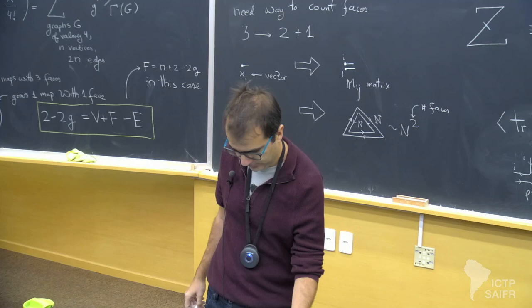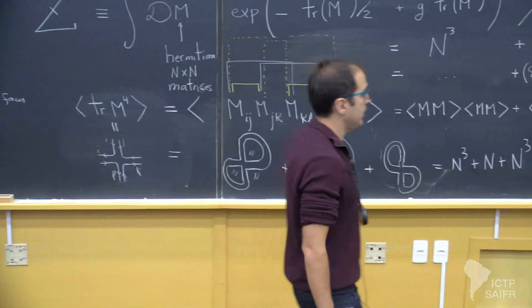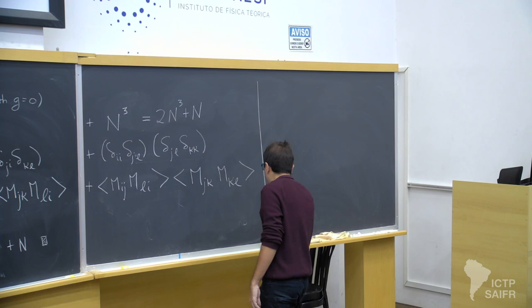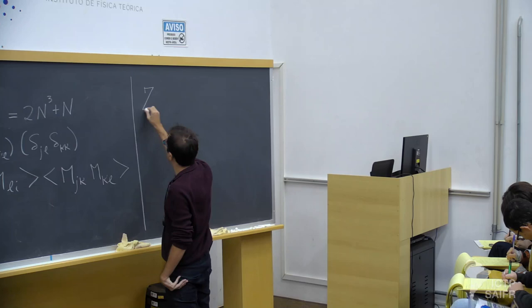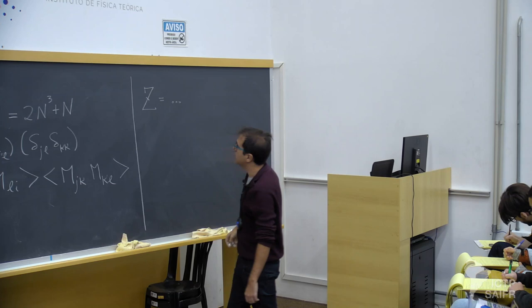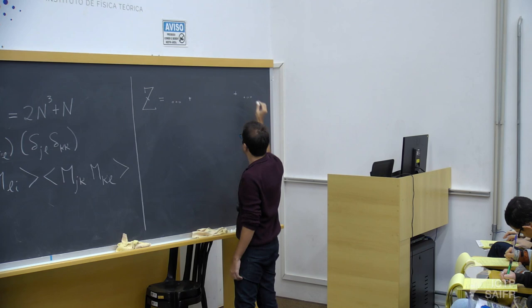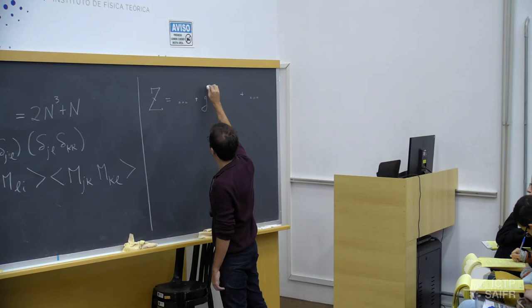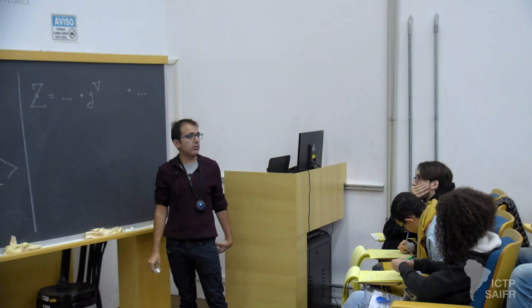Okay, but actually, we can do much better. We can do much better, and we can see what's happening as I'm expanding this Z. So Z will be, and then let's look at one term in Z. And a term in Z will have what? It will have a given power of G to the number of vertices. Right? When I expand down G, G counts the number of vertices. Right?